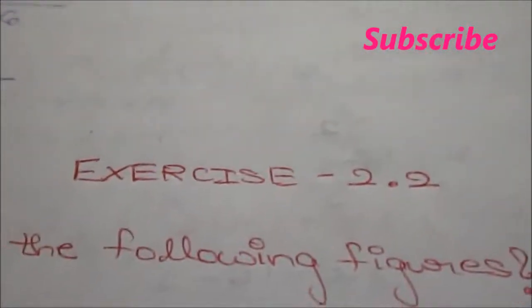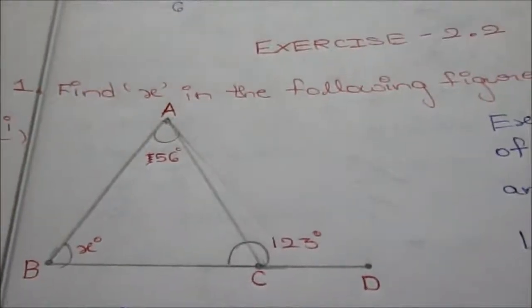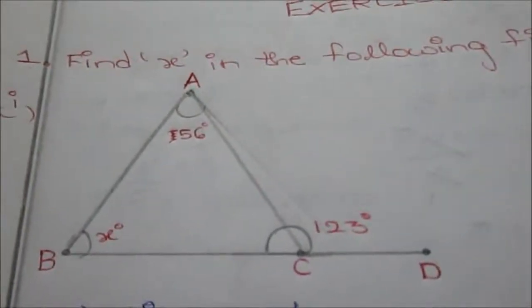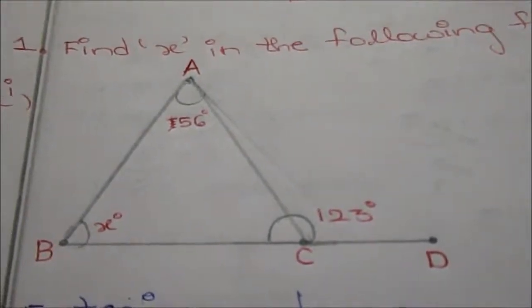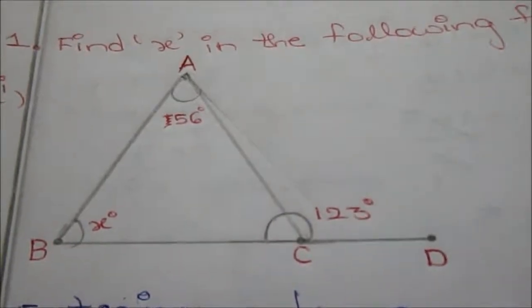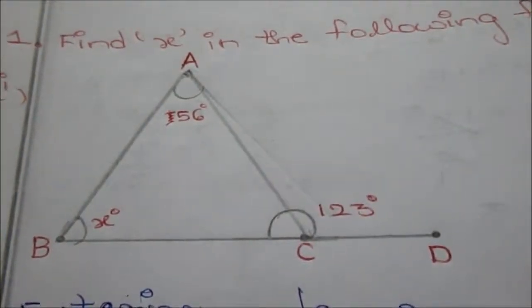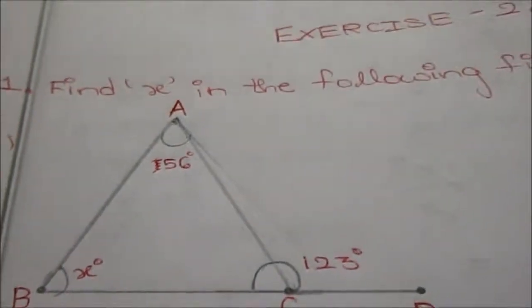Exercise 2.2. Find x in the following figures. This is the first bit. This is the figure they gave. Triangle ABC is there, and outside of the triangle, one exterior angle of 123 degrees is there.